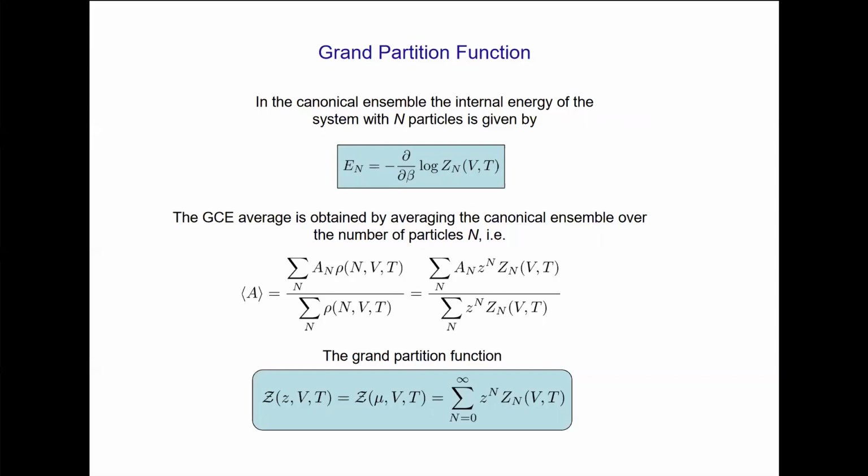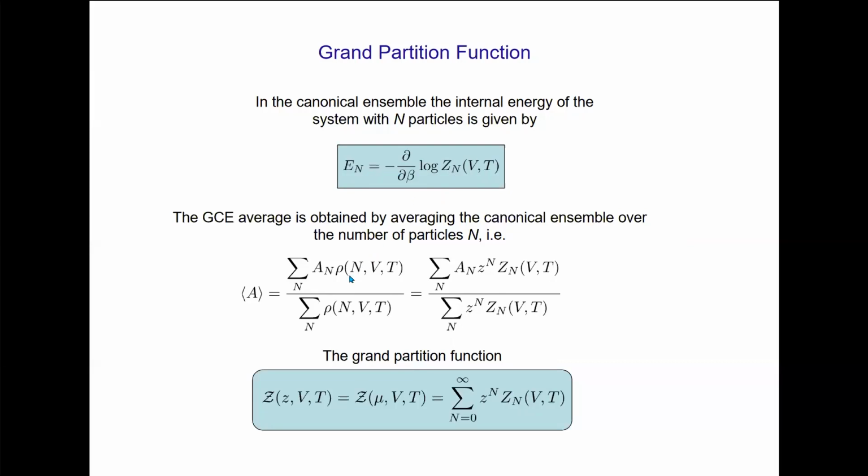We introduced them with different weights corresponding to the Boltzmann factors, and as a result, the internal energy of the system with n particles, the average energy, was given simply by taking a derivative of the log of the canonical partition function with respect to the inverse temperature. In the grand canonical ensemble, it's very similar now.